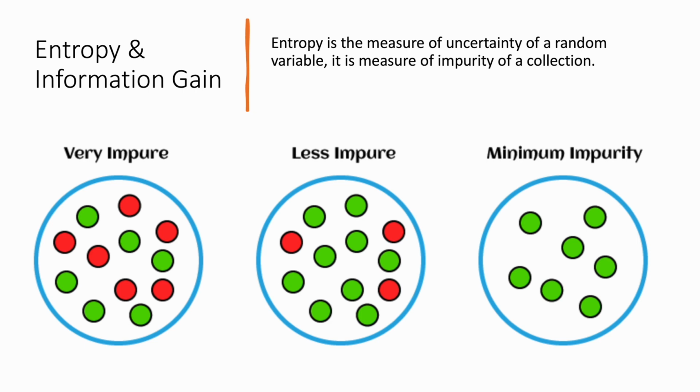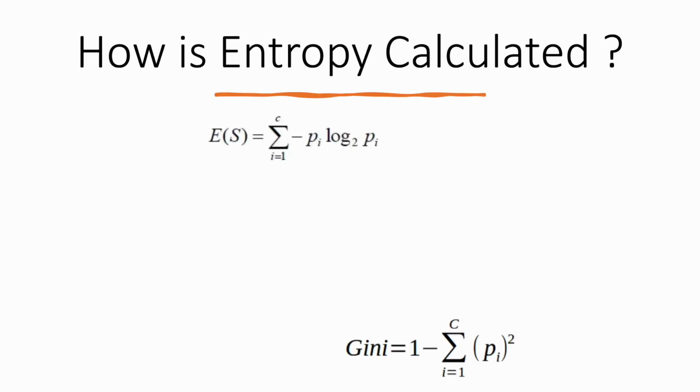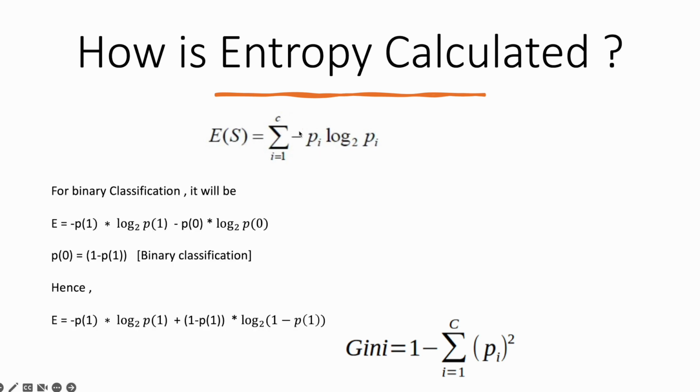What is information gain? We'll see in a minute. But first thing first, how is entropy calculated? Entropy is calculated for categorical variables. How is entropy calculated? This is the formula for calculating the entropy, right? Now this formula may look complex, but let's break it down one by one. The formula says if there are C classes, right? Now our problem is always binary classification, right? We are splitting into 2 parts, right?